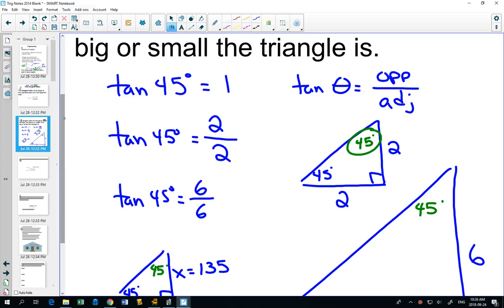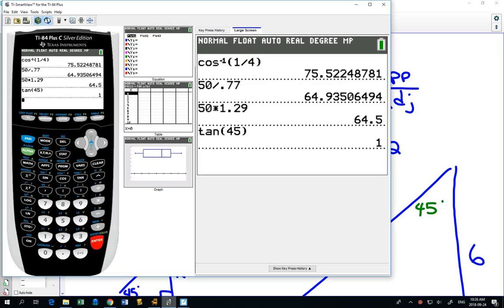Now, most angles aren't pretty like 45. 45 for tan, 45 is pretty. We're going to learn about sine and cosine. All 3 of them have one angle that's pretty. Everything else is ugly. I'm sorry. Let's go to our calculator. Pick a different angle, and you'll see how ugly it is for tangent. 50 degrees? So let's go tan of 50.